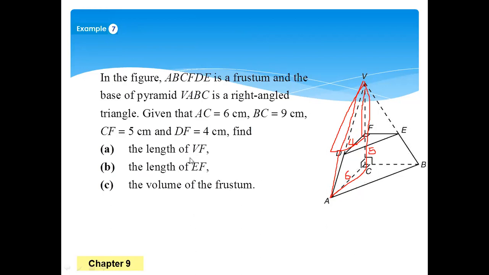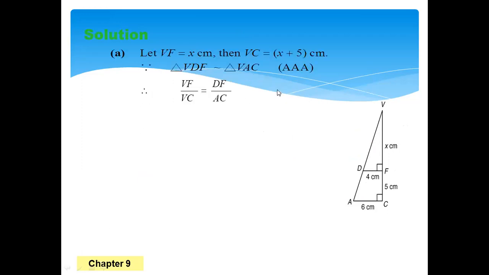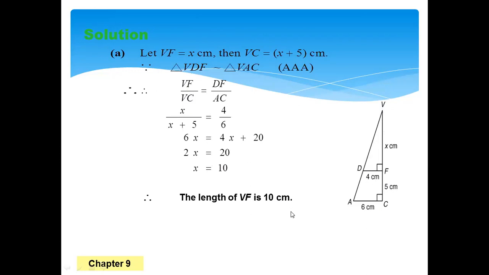Okay, maybe let's find one by one. Part A, VF. Consider the two triangles on the left. They are similar with the reason AAA because of right angles and the common angle at V. Then don't forget VF to VC. So VF is x, VC is x plus 5. So you solve this equation and find the unknown x. So the answer VF is 10.